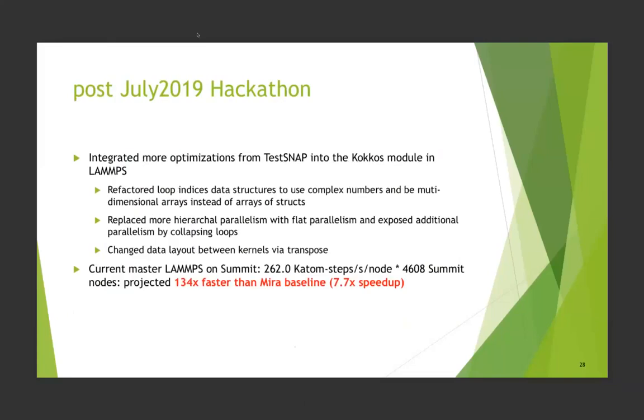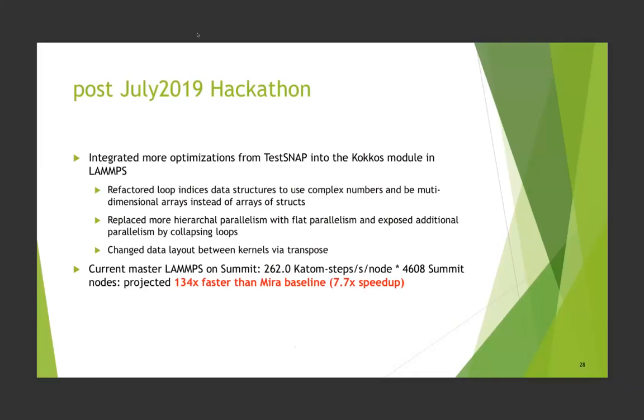And as I said before, there were some additional optimizations that were added during the hackathon. I didn't have time to catch up, and so those were added later. Some of these included changing the memory layout of the indices, so using complex numbers and multi-dimensional arrays instead of arrays of structs, just optimizing the access patterns. And then we also took out more of the hierarchical parallelism and replaced it with flat parallelism, collapsed some more loops, and then as Rahul mentioned, there was one array that for one kernel wanted to be one layout, and for another kernel wanted to be a different layout.